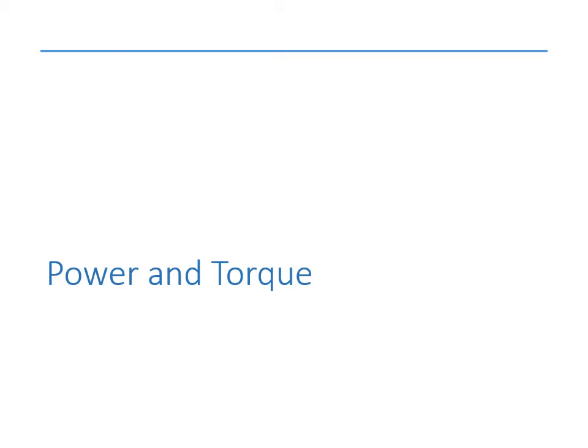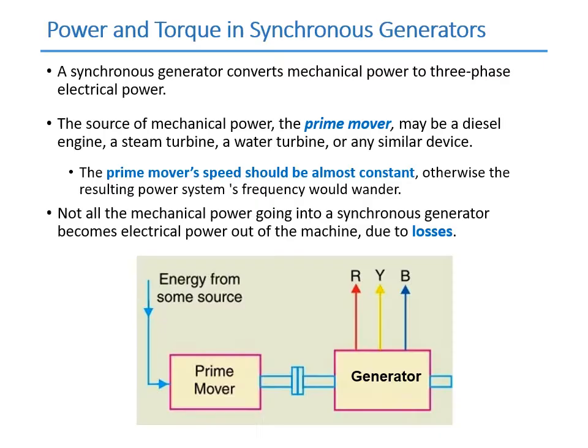In this section, we are going to talk about power and the induced torque in synchronous generators. As we know, this synchronous generator converts mechanical power to three-phase electrical power, and the source of the mechanical power, which is called the prime mover, can be of different types. It can be a diesel engine, a steam turbine, a water turbine, or any other devices that can supply this mechanical power to the synchronous generator.